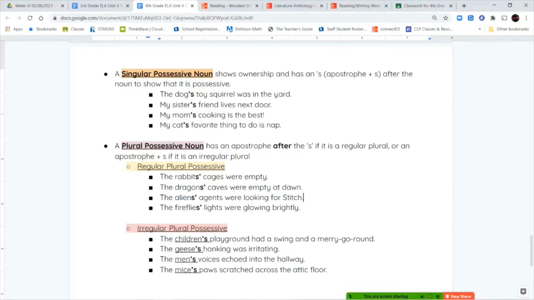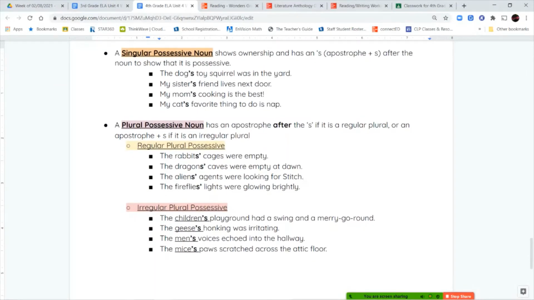And my last example of a regular plural possessive is the fireflies' lights were glowing brightly. So I'm talking about multiple fireflies. You can see that this is in plural form. Since we have the S at the end, it's already there, so we add an apostrophe after it. Now for irregular plural possessives, these can be ones that are irregular or collective. So child becomes children when it's plural. The children's playground had a swing and a merry-go-round.